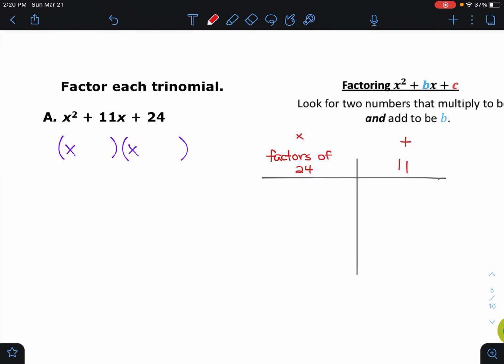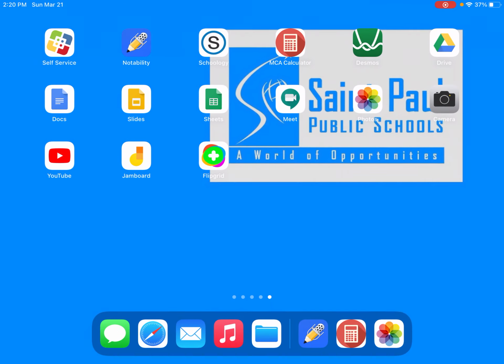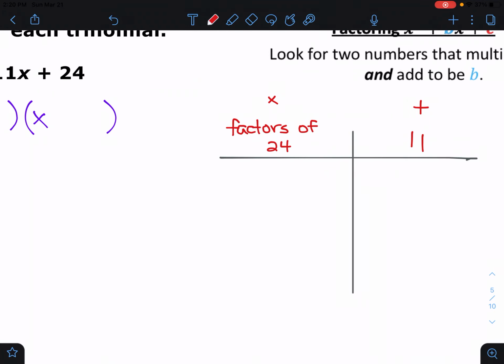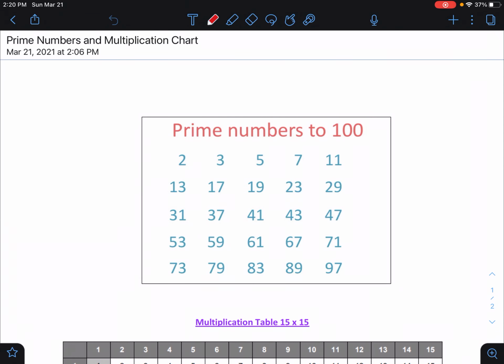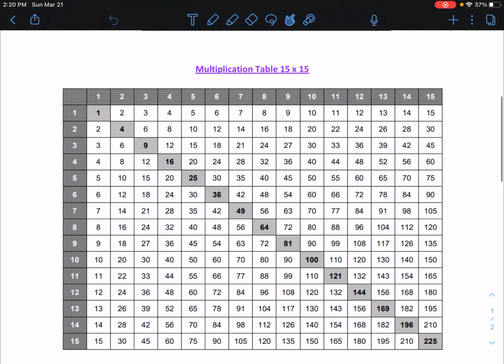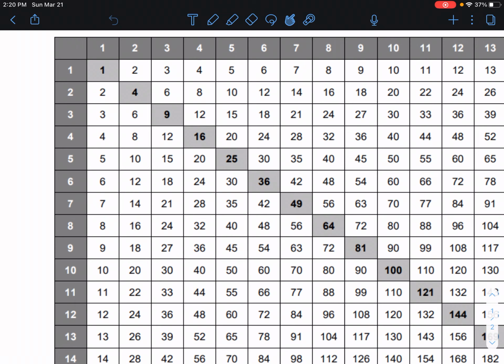Okay, so now you want to write out numbers that multiply to be 24. If you're not great at that, you could also use your calculator, or you could use your multiplication chart that I put in earlier this unit. You might want to pull this up and look for numbers that multiply to be 24 wherever you see a 24, and you can write those down. That's one way to do it.